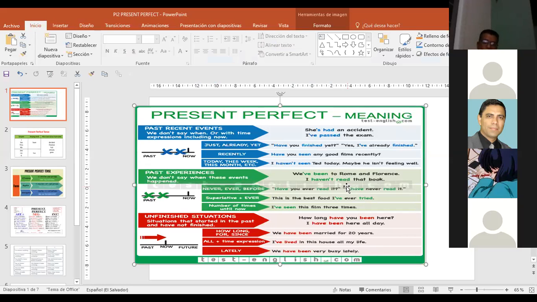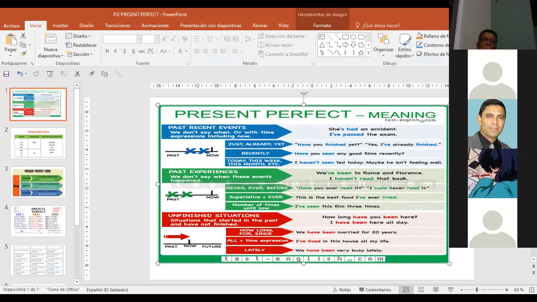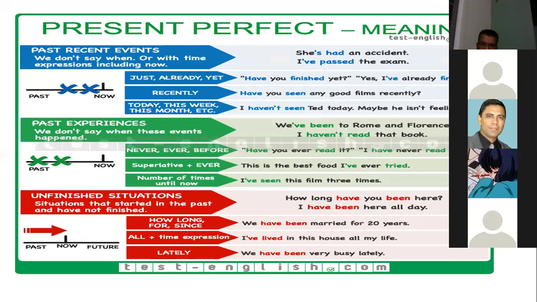Okay, so what about the red color? The red color is when we want to show unfinished situations. It means situations that started in the past and have not finished yet. And maybe this situation can continue until the future. And we use expressions like how long, for, since. And we use the word all plus a time expression. Or we use the word lately.